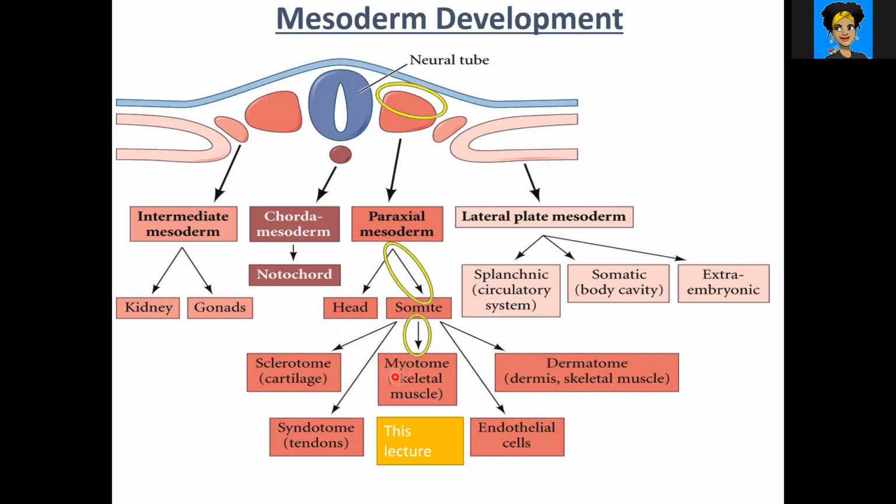So today we're going to be here, talking about the cells that start off as the paraxial mesoderm, get designated as somites, and then get further designated and specified as the myotome that will eventually become the skeletal muscle.